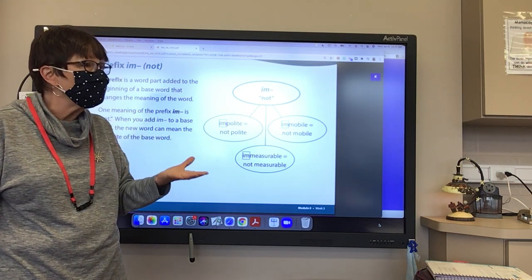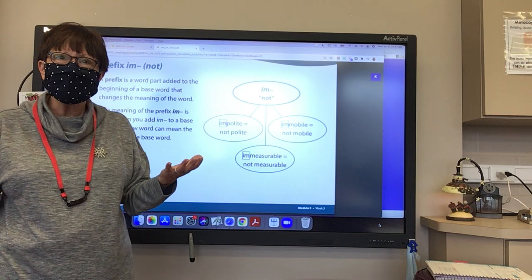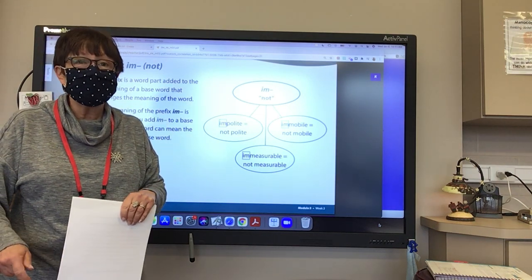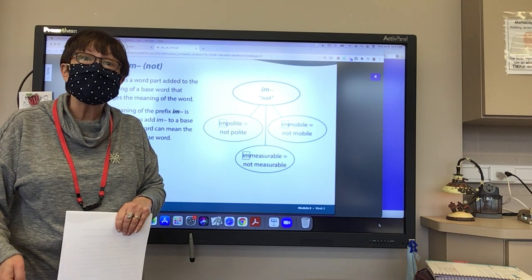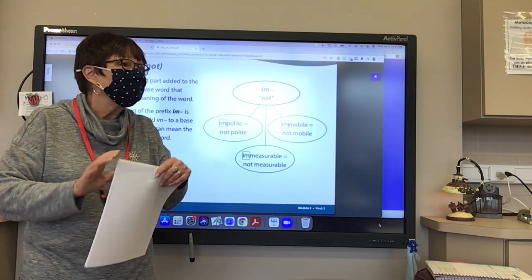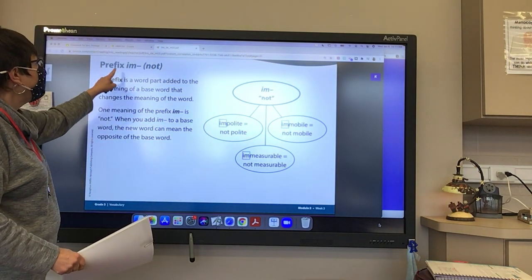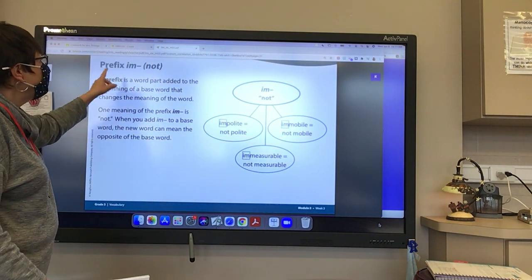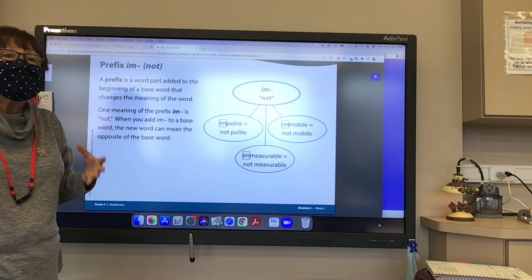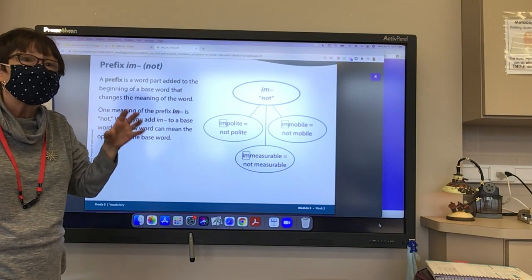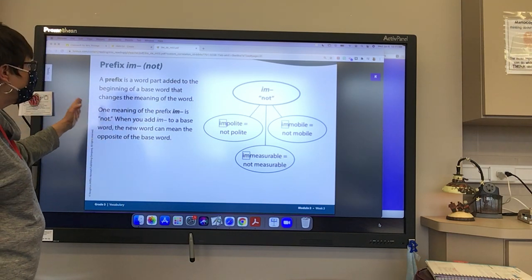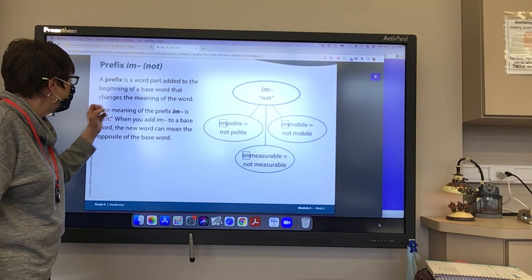Now, a prefix goes where in a word? Where does the prefix go, Teddy? In the beginning. At the beginning of the word. And it changes the meaning of the word. Now, this week, we are looking at the prefix im, and it means not. So when you see that at the beginning of a word, it means not. So the meaning of prefix im is not.